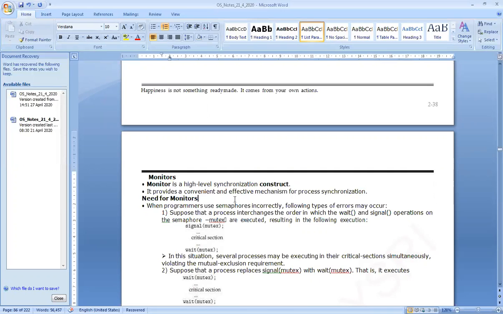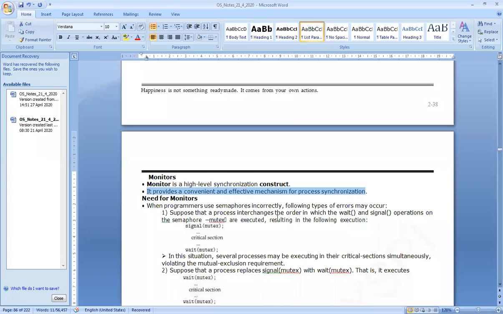Why do we design this monitor? To achieve synchronization, we design the monitors. That is a high level construct. It provides a convenient and effective mechanism for process synchronization. Please understand here, it provides a convenient and effective mechanism for process synchronization.